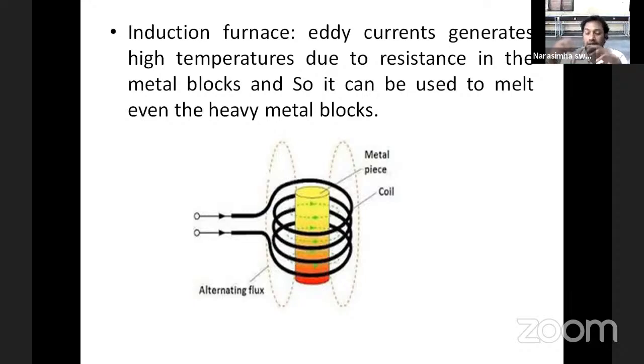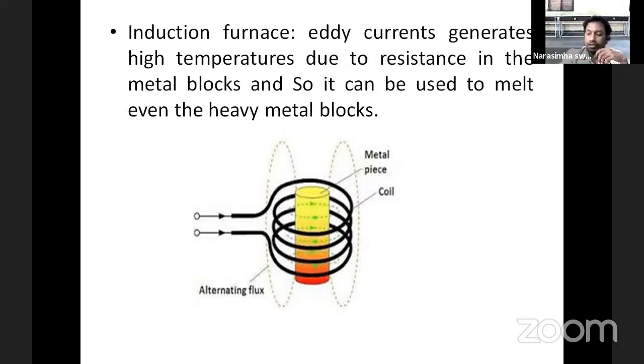Remember, inside the material, due to the induced current in the metal, all the charge carriers are moving rapidly. Then what happens? Due to the number of collisions inside, a lot of heat will be generated. So here, eddy current generates high temperatures due to resistance in the metal, and so it can be used to melt even heavy metal blocks. Especially for the industries.